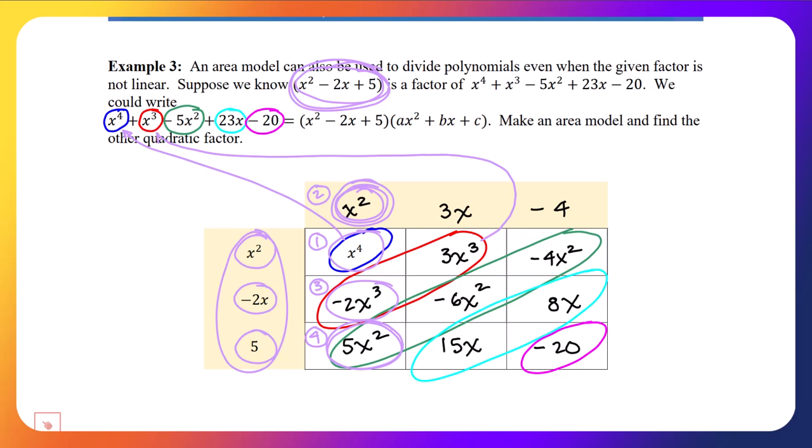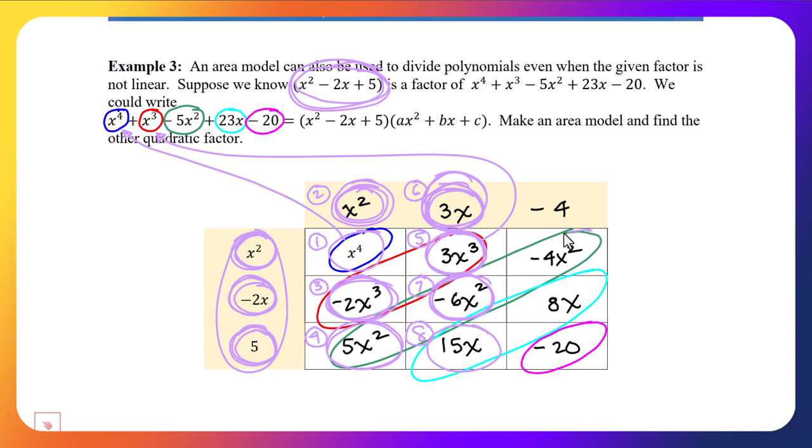I need to make the x cubed. I already have a negative 2x cubed. I need a 3x cubed. Add them together to make the x cubed. So that's my step 5. To make that 3x cubed from this x squared, this had to be a 3x. Step 6. Once I have this 3x, I can multiply by this negative 2x and get negative 6x squared. Step 7. And I can also multiply this 3x by this 5 and get 15x. Step 8.